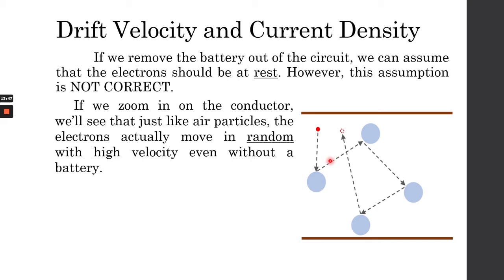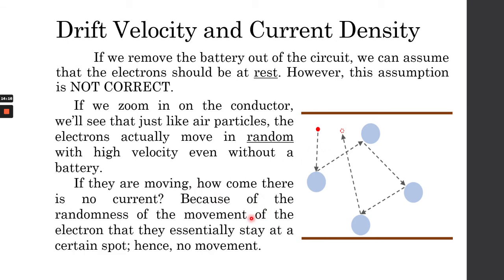So you may ask, sir, if they are moving, why is there no current if we remove the battery? Because we know if we remove a battery or voltage source in a conductor, there will be no current. That is true. But if current is the movement of electrons over time, and you just said that electrons are moving even if there's no battery, how come there's no current? It's because if we looked at these movements over time, these electrons essentially stay at a certain spot.